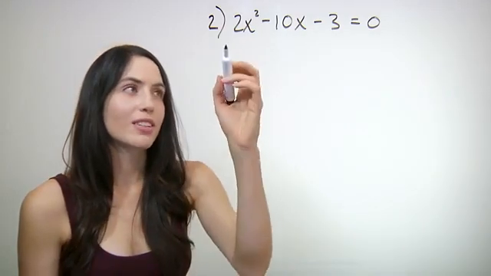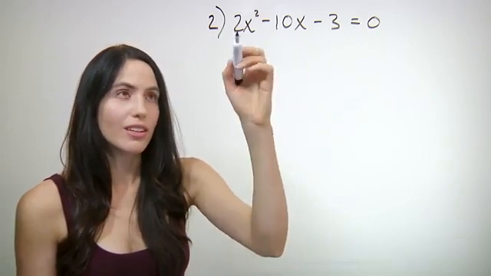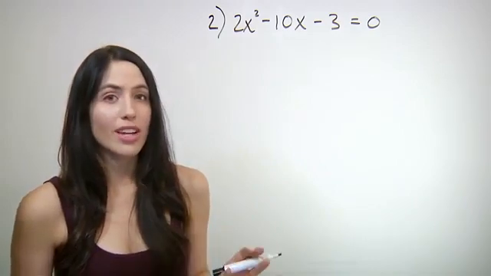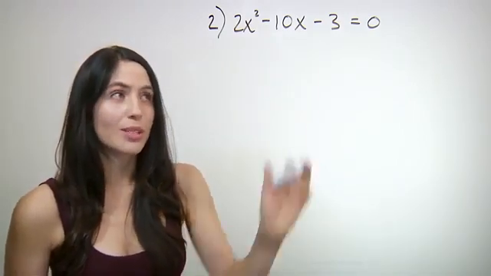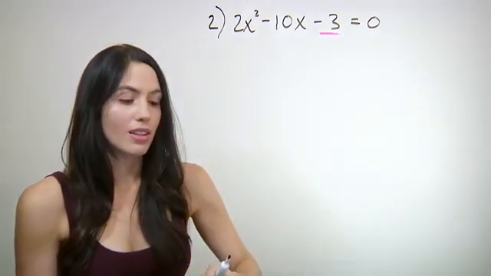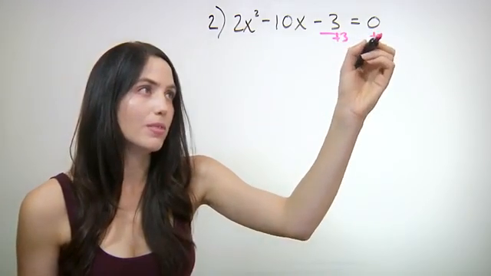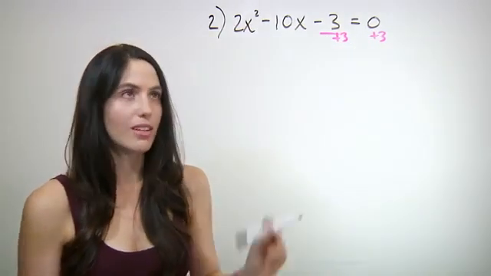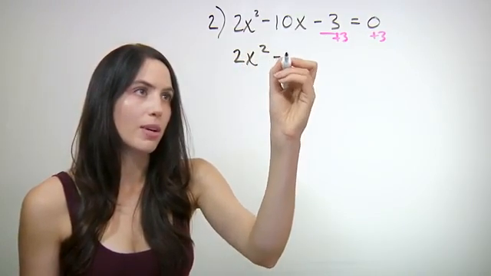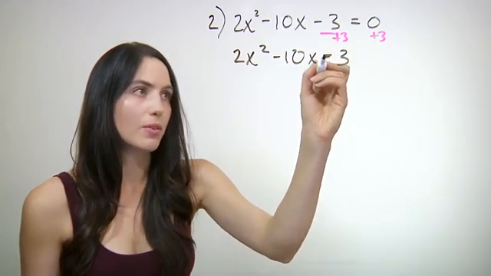Okay, say you have an equation that looks like this with 2x squared or 3x squared, etc., where the coefficient of x squared is something bigger than 1. The first step will be the same. You're going to move this constant to the right side. Since it's minus 3 right now, you can add 3 to both sides in order to move it to the right, and you get 2x squared minus 10x equals positive 3.